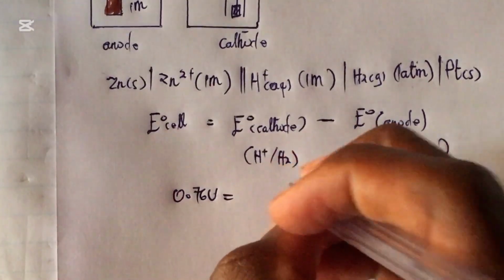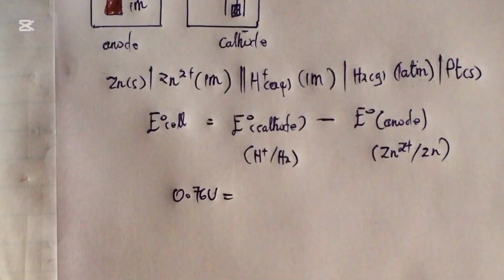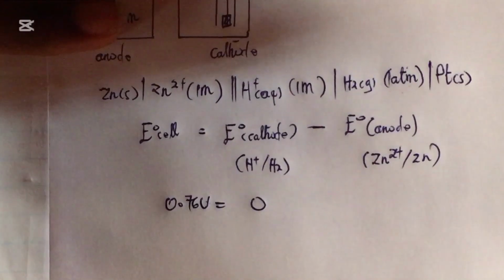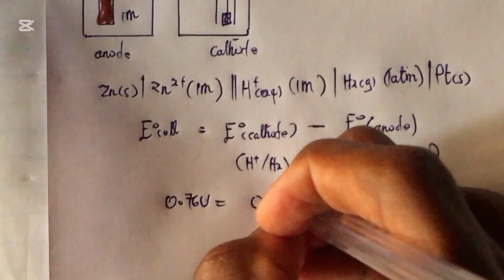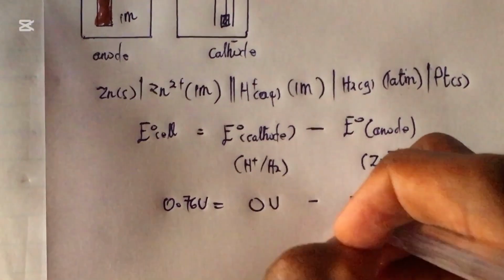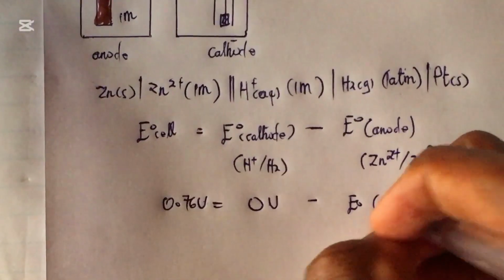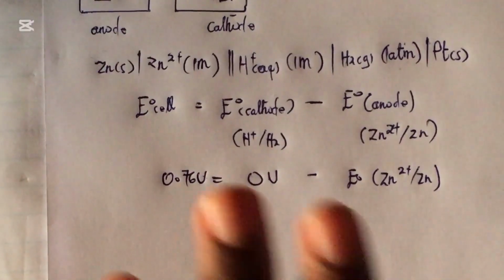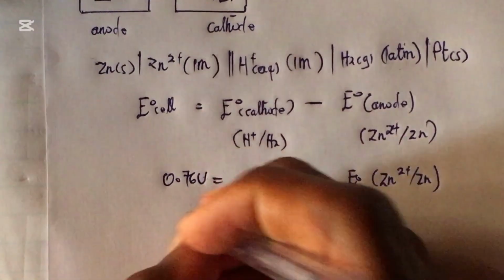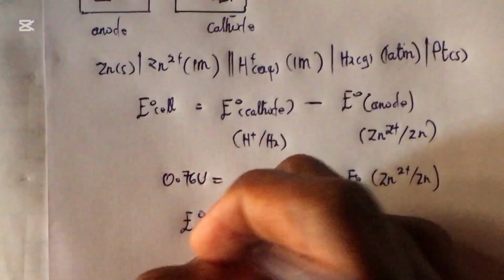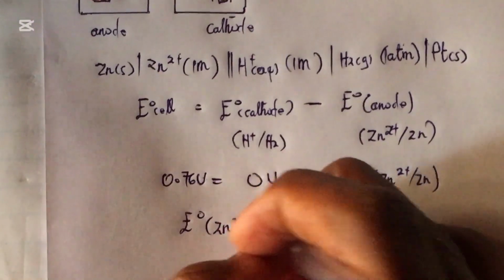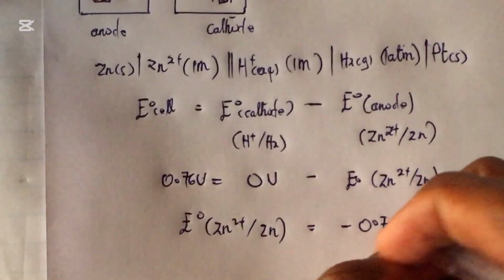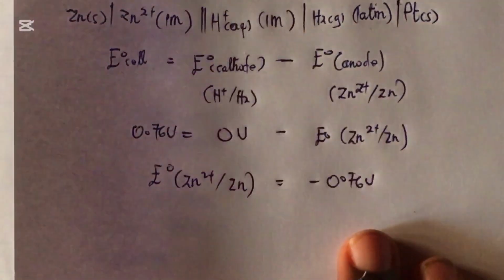So this E0 of the cell will be equal to the E0 at the hydrogen side, which we always know is 0, and that is the electrode potential for the one at the hydrogen side, minus the E0 of, let's say, your zinc 2 plus, then zinc solid. So now all we have to do, since we have 0 here, is make this one the subject. So our E0 of the zinc 2 plus slash Zn is equal to negative 0.76 volts. So this is your value for the E0 of the zinc.